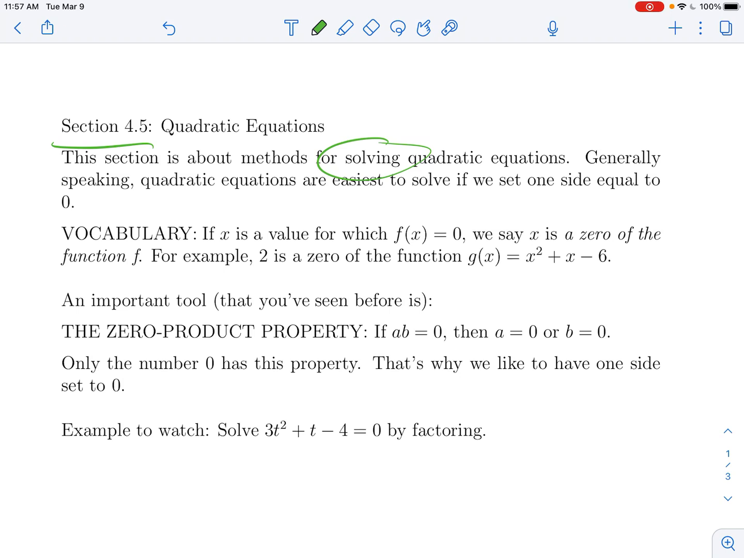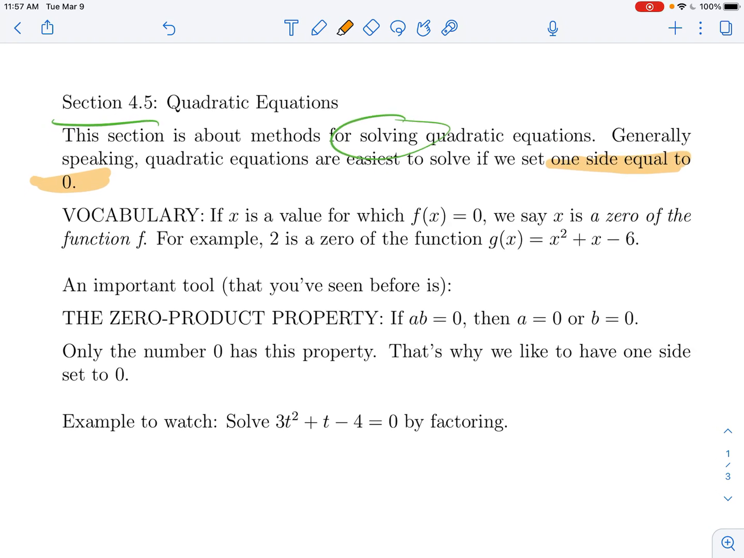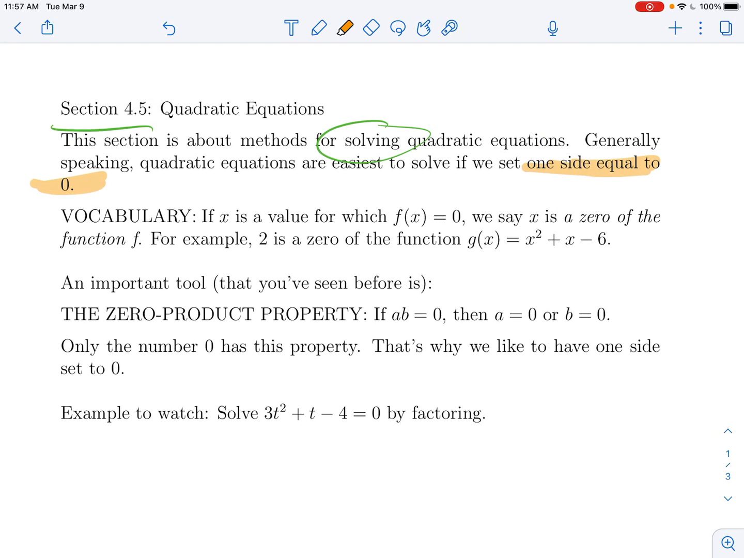So what you want to keep in mind is, generally speaking, when we're dealing with a quadratic, regardless of what method we're going to use, setting one side equal to 0 will be really handy for us. And a bit of vocabulary: we're going to use this word 0 as a noun, meaning something mathematical besides just the number. So if x is a value which makes f of x equal to 0, we say that x is a 0. Not the number 0, but a 0 of the function f.